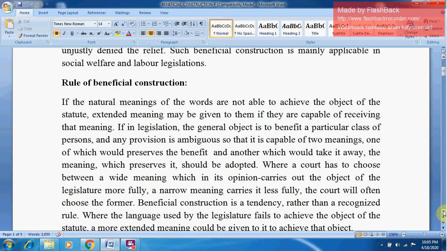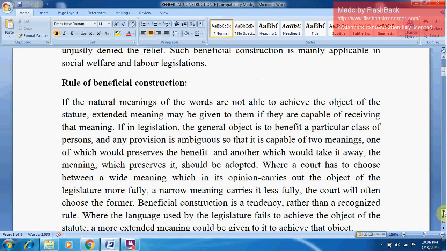If the natural meaning of the words is not able to achieve the object of the statute, an extended meaning may be given to them if they are capable of receiving that meaning. If in legislation the general object is to benefit a particular class of persons and any provision is ambiguous so that it is capable of two meanings, one of which would preserve the benefit and another which would take it away, the meaning which preserves it should be adopted.